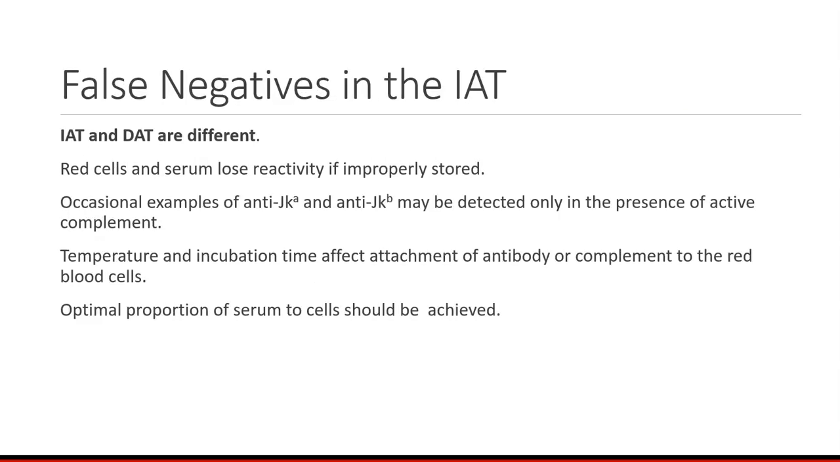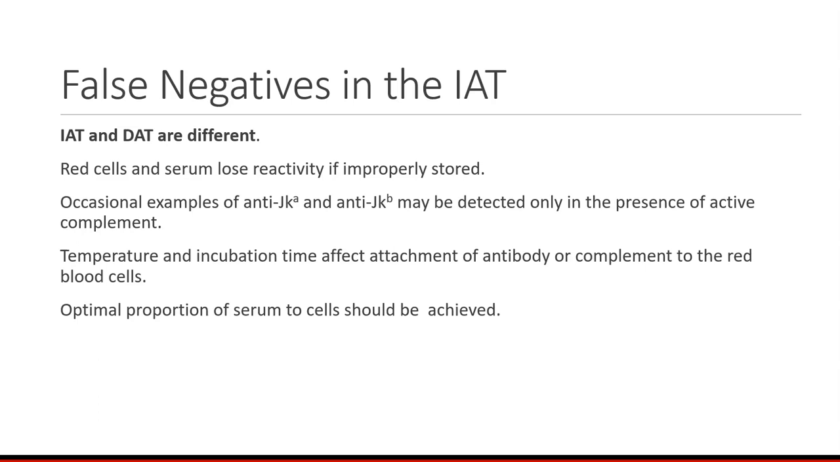Now we're going to talk about false negatives in the IAT. Remember, the IAT and the DAT are different in what they detect and how it's performed. Red cells in serum lose reactivity if improperly stored, which may result in a false negative in the indirect antiglobulin test. There are occasional examples of anti-JKA and anti-JKB that may be detected only in the presence of active complement. Active complement is found in fresh serum. And I've only seen this one time in my professional life.